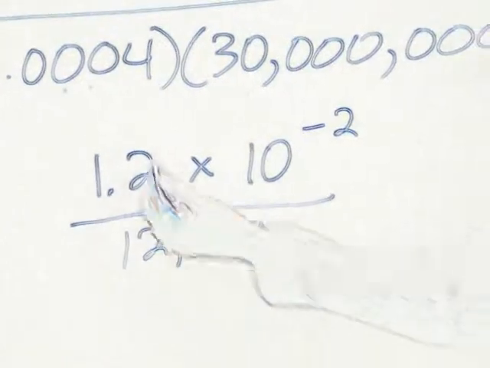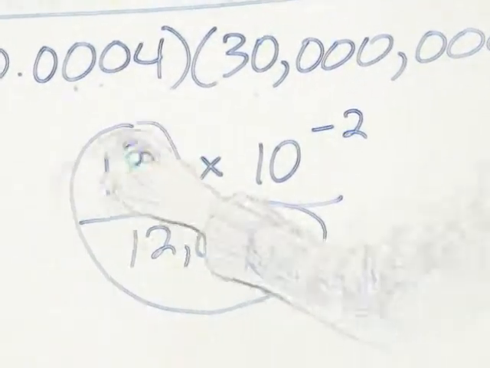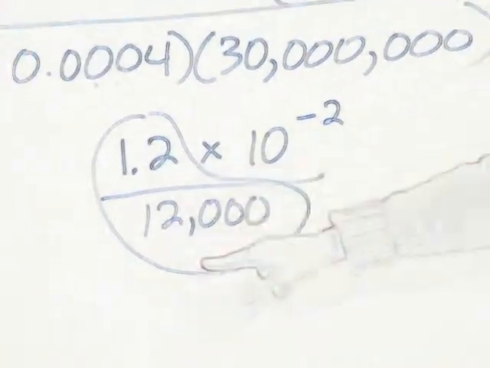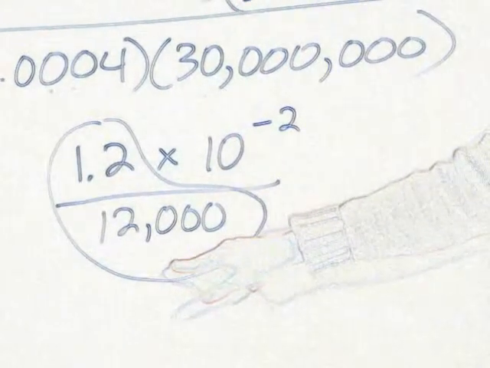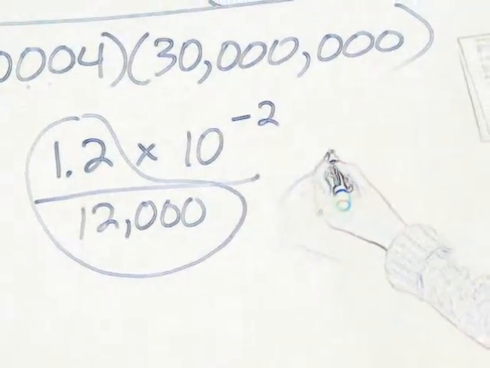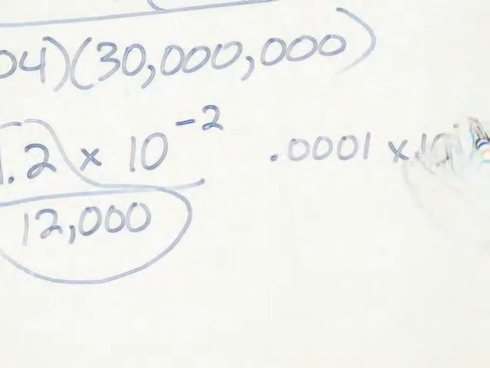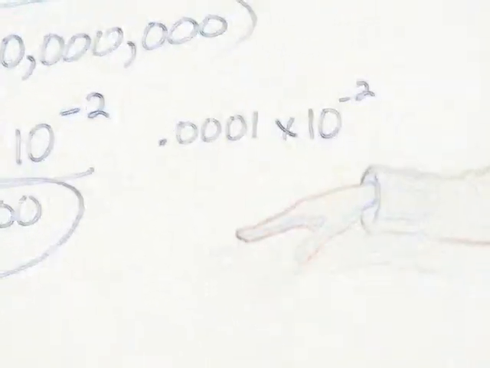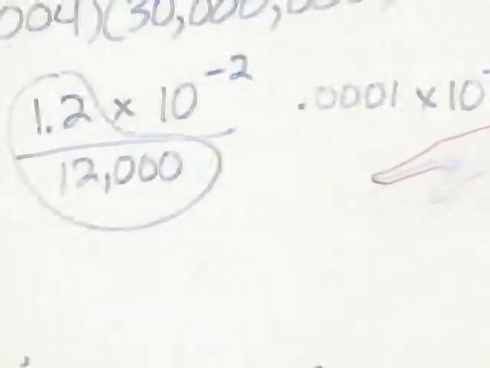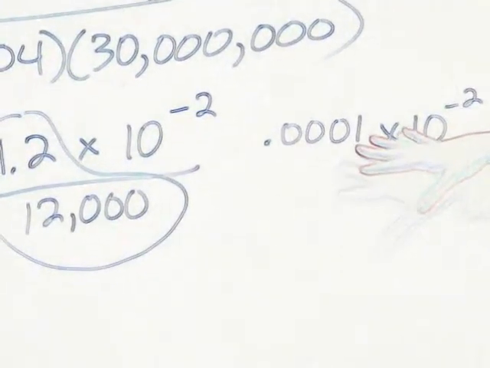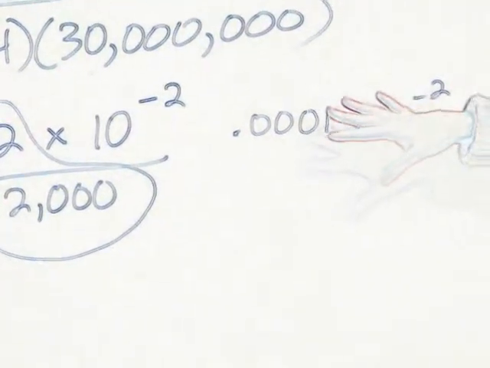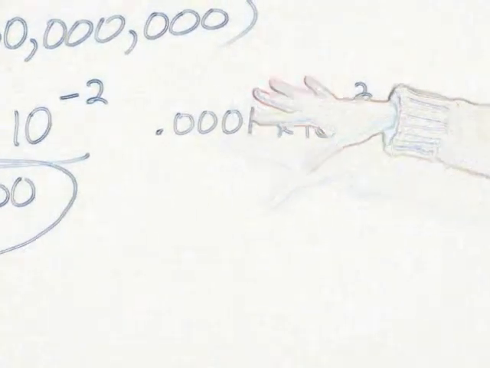And then we're going to divide the number parts together. This is all on your calculator, so you put 1.2 divided by 12,000, and we get 0.0001 times 10 to the minus 2. It would almost be done, but they didn't say to write it in scientific notation, but simplify means writing it in scientific notation.